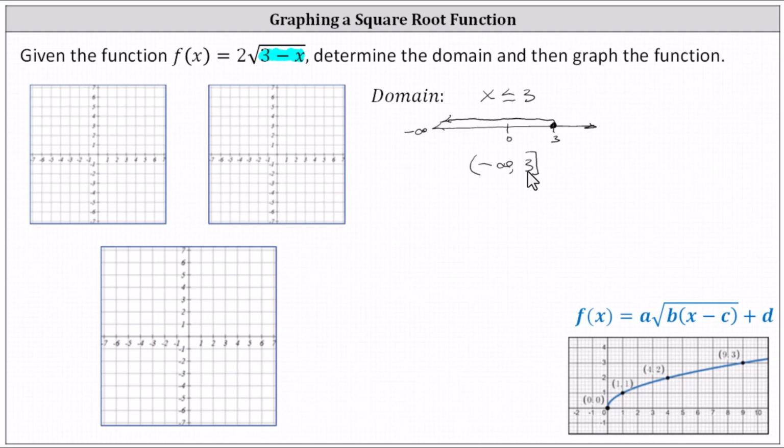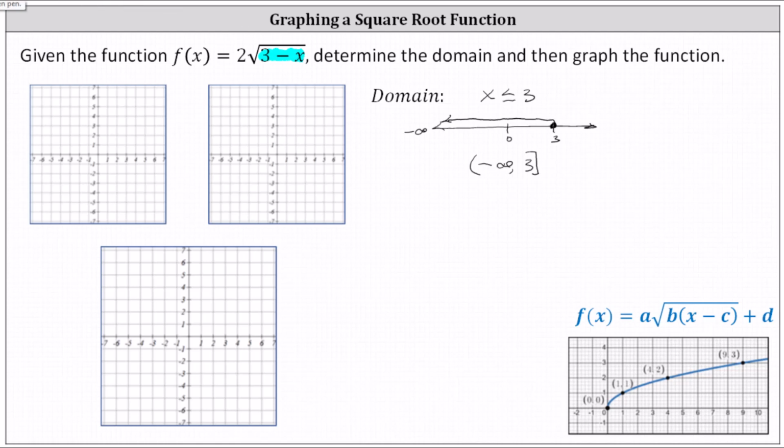And now let's work on graphing the function as a transformation of the basic square root function shown below. Recall, any transformation of the basic square root function can be written in the form of f of x equals a times the square root of the product of b and the quantity x minus c, plus d, where the values of a, b, c, and d will tell us the type of transformation.